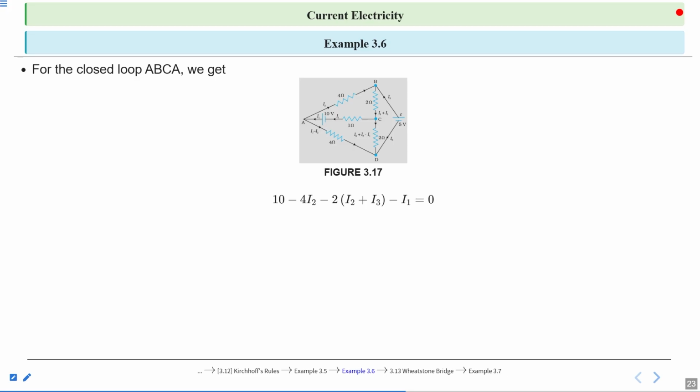What is the potential drop? IR. The current flowing through AB is I2, with a resistance of 4, so I2 into 4, with a negative sign because we are moving in the direction of current. So minus 4 I2. Now from B to C, we are moving in the direction of current, which is I2 plus I3, and the resistance is 2 ohm. So minus 2 into I2 plus I3. From C to A, we are moving in the direction of current and a 1 ohm resistor is connected, so minus I1. The sum of all the potentials is equal to 0. After solving, we get I1 plus 6 I2 plus 2 I3 equal to 10, which is equation 3.61b.